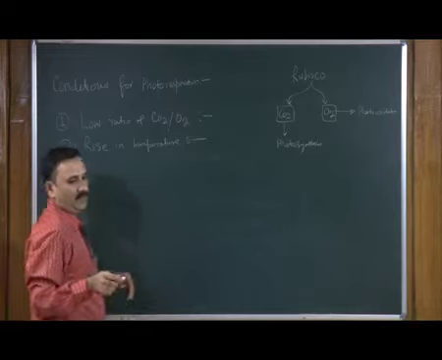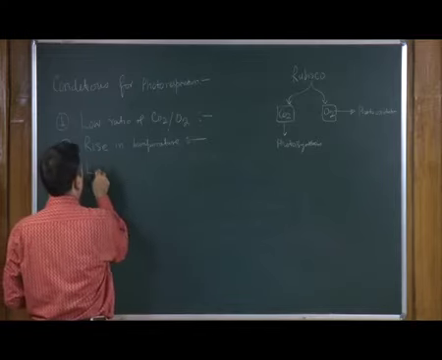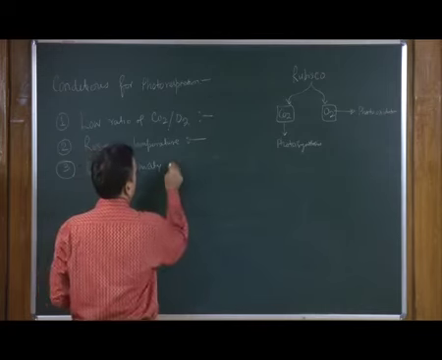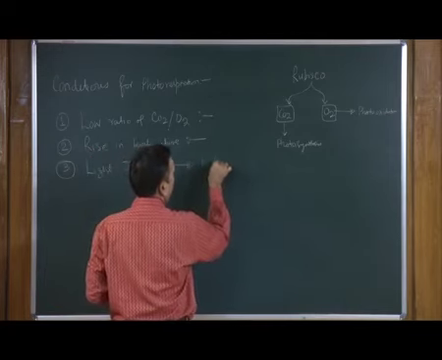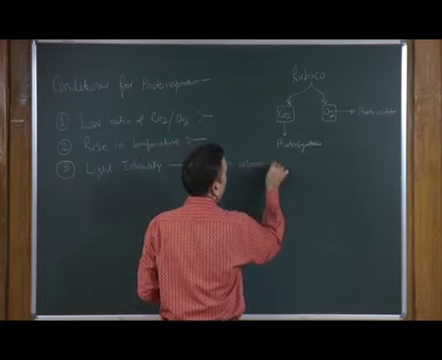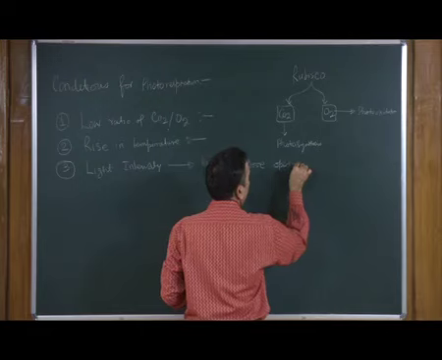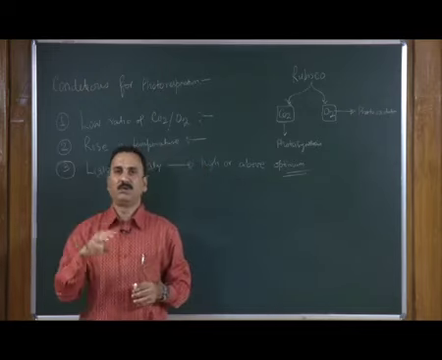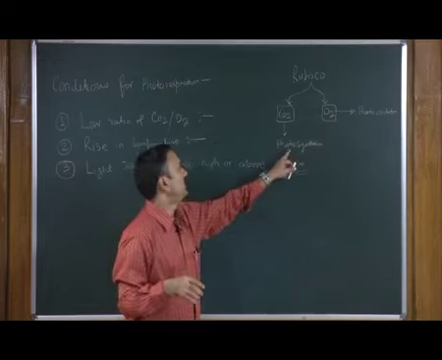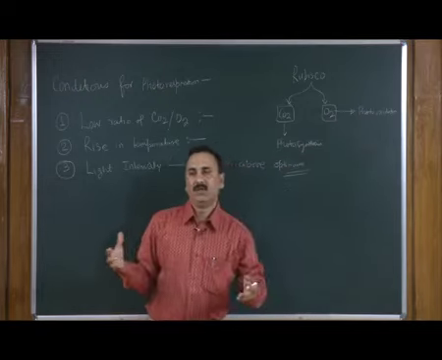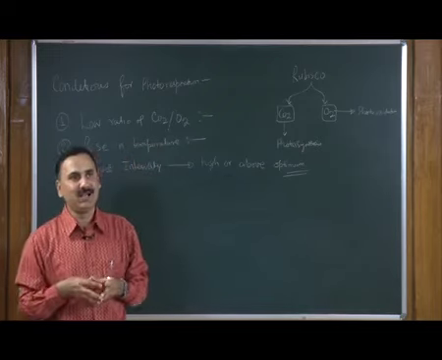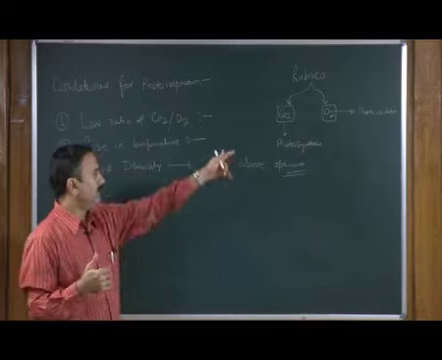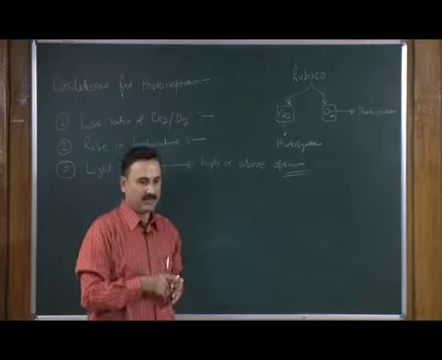Number 3, light intensity. If light intensity is very high, or above optimum, that is going to force the plant to go for photo-oxidation rather than photosynthesis, because in those conditions there will be enormous production of ATP and NADH, and the photo-oxidation pathway is going to utilize them. Because of that, photo-oxidation is preferred over photosynthesis.